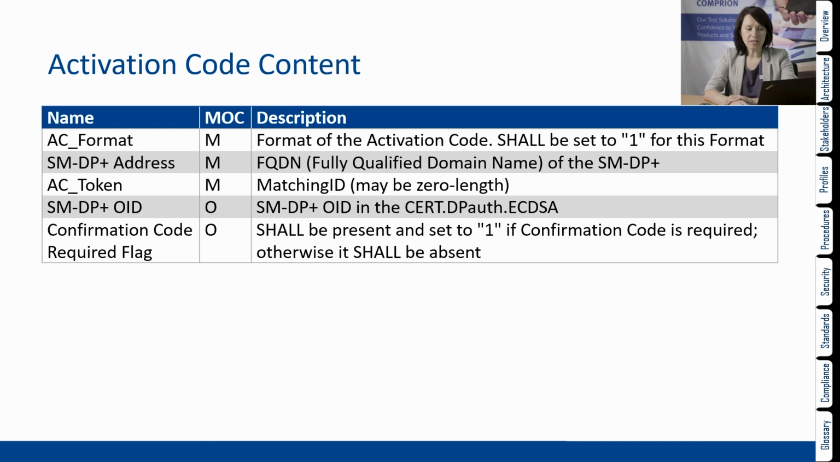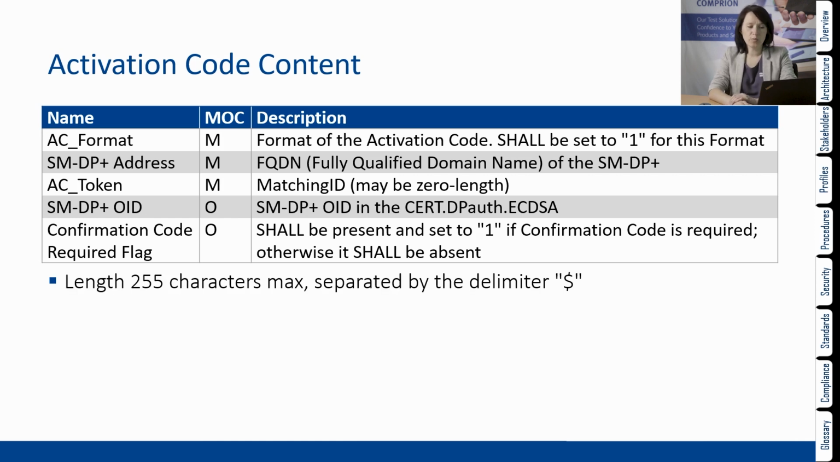Then there is the OID of the SM-DP+, which is used in the specific certificate of the SM-DP+ in the CERT.DPauth.ECDSA. So the certificate used for the authentication contains this OID. And optionally, the confirmation code. This is the flag, not the code, identifying if this confirmation code is required or not. Okay, what else? The length should be 255 characters maximum. And this data will be separated by the delimiter.